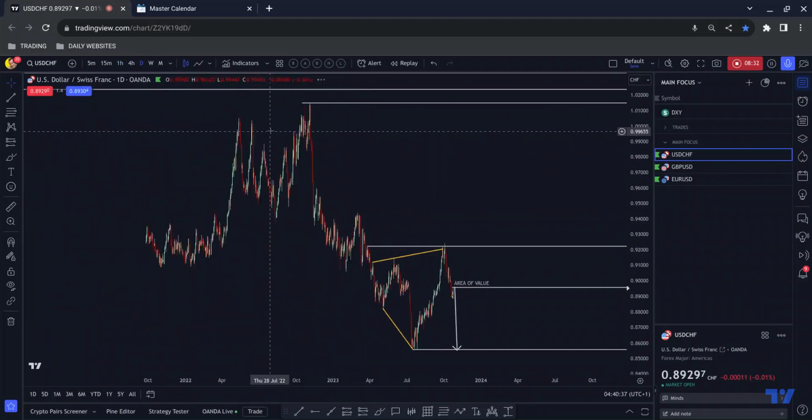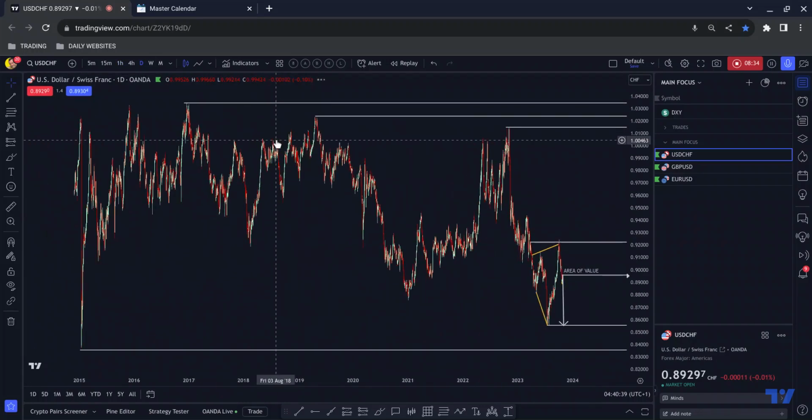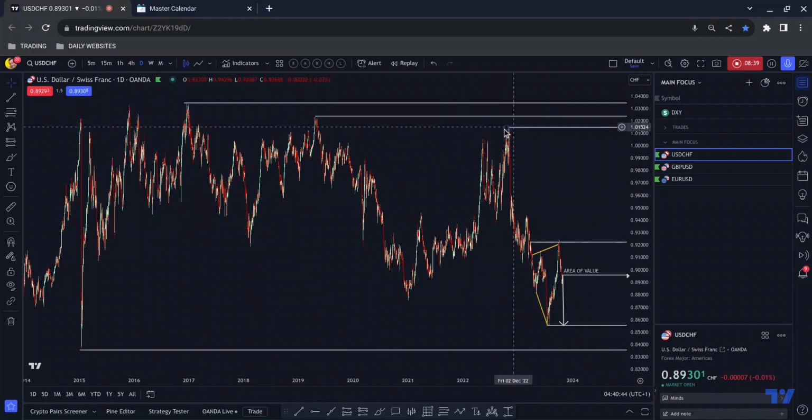But anyway, dollar Swiss, my top pair on watch today. We do have these near misses. I talk often about how these near misses often get filled. The high that they fail to tap into often gets filled. But you can see we are well and truly in a run of momentum to the downside.